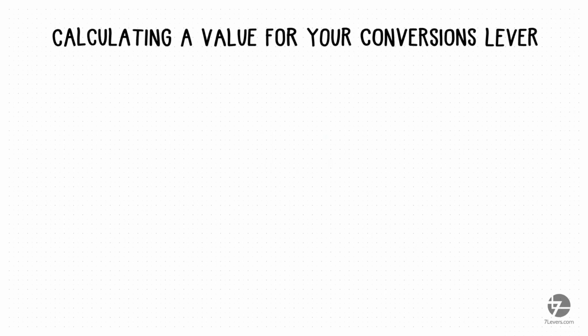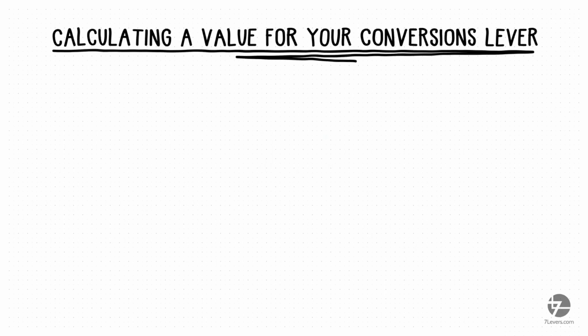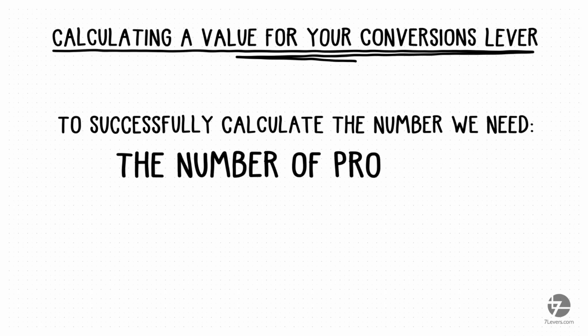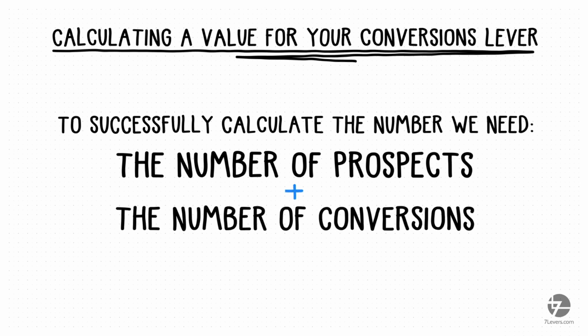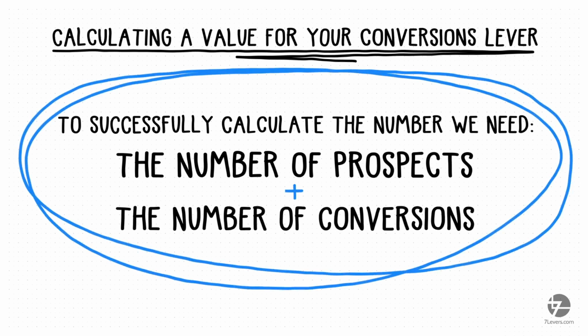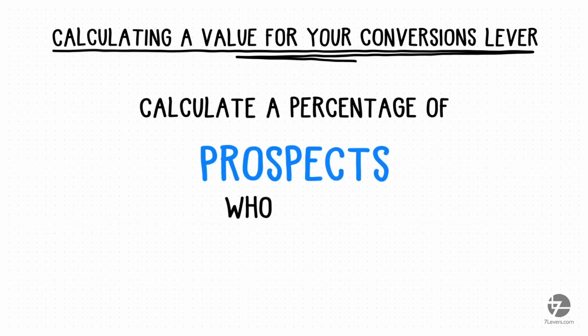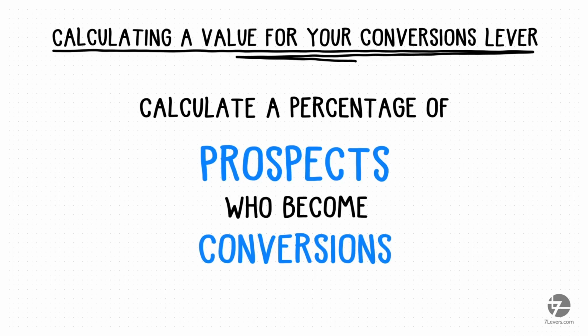In this lesson, we're going to look at calculating a value for your conversions lever. The data you're going to need to capture and record for creating the final value we need for your conversions lever is the number of prospects that you're tracking for that recording period and the number of conversions for that reporting period. And then we're going to calculate from that a percentage of prospects who become conversions.